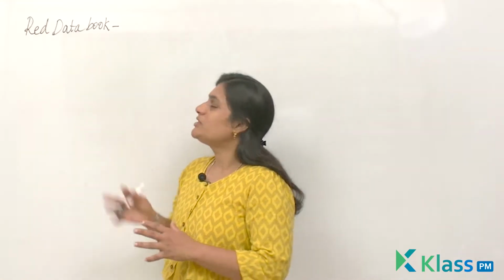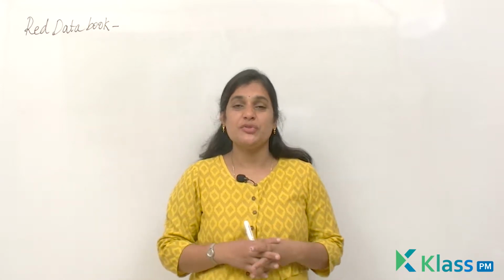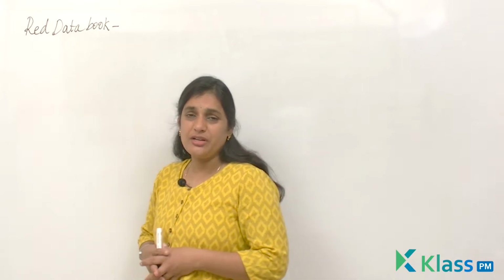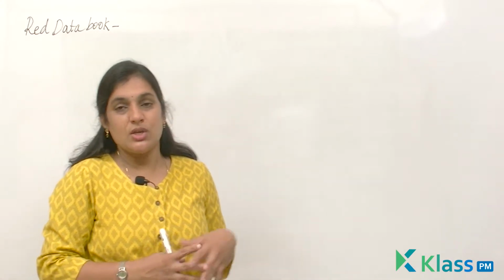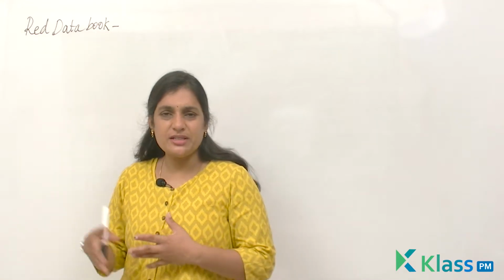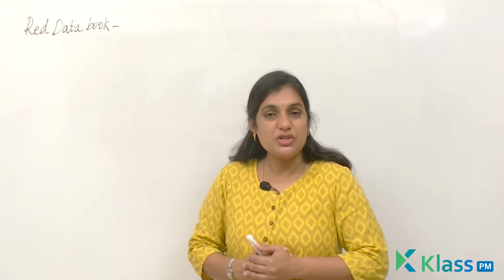Yes, the Red Data Book is the book which keeps the record of all the endangered species of plants and animals. And for your information, there are different endangered books for different plants and animals. So you can just log on to the website and look for the Red Data Book. You get the information of the endangered species till date.